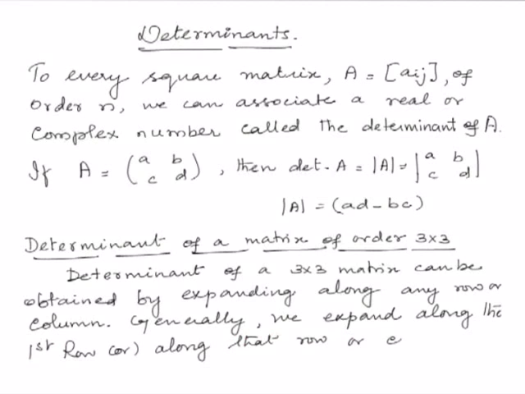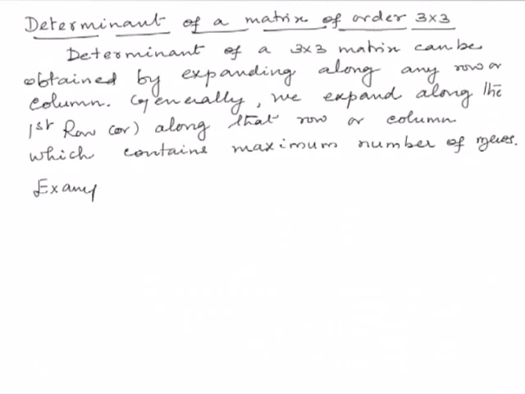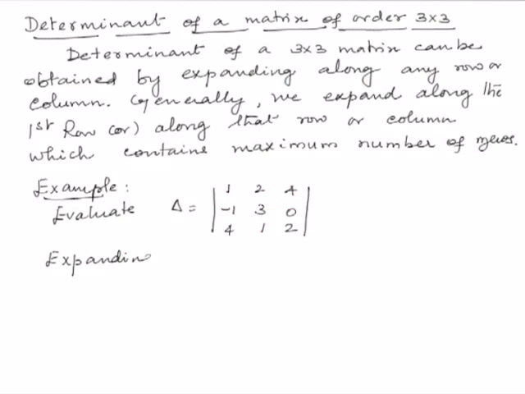I told you we can expand along any one row or any one column. So you may wonder whether the value will change. No, the value does not change. Let us illustrate that with an example now. Evaluate delta is equal to |1 2 4; -1 3 0; 4 1 2|. Delta is another notation for the value of the determinant.